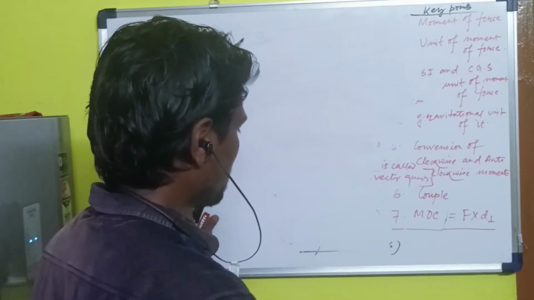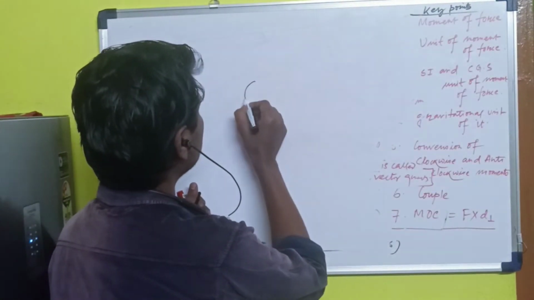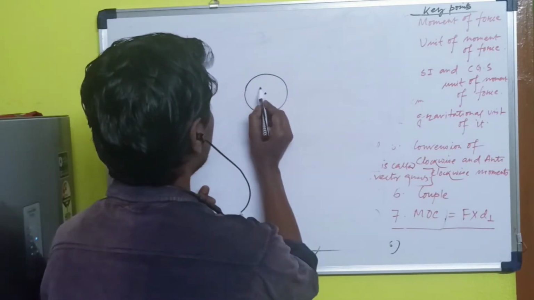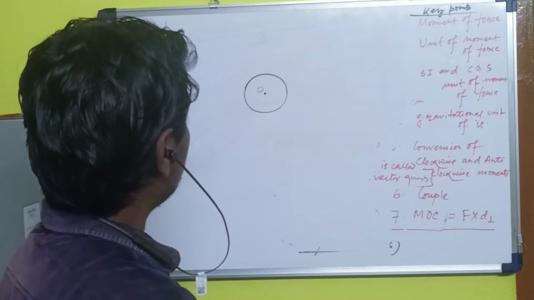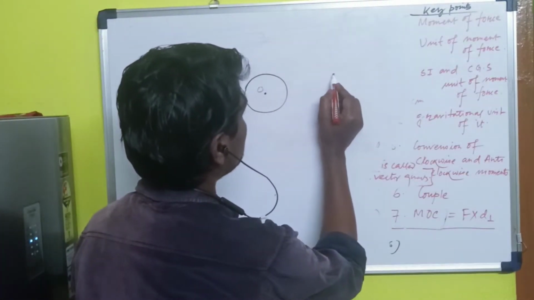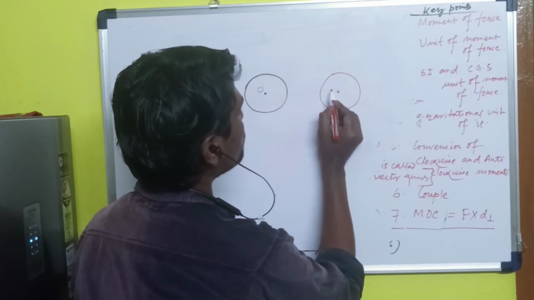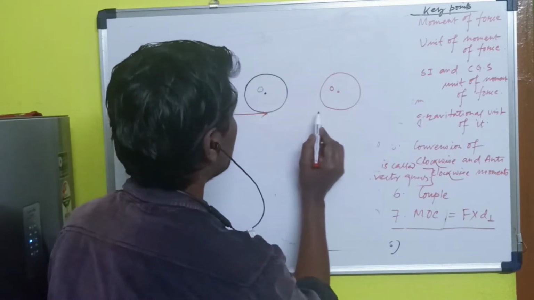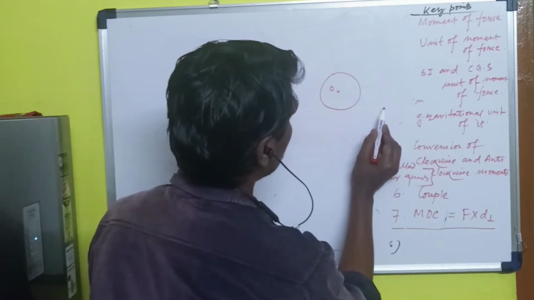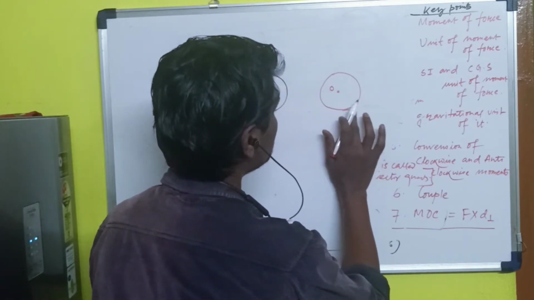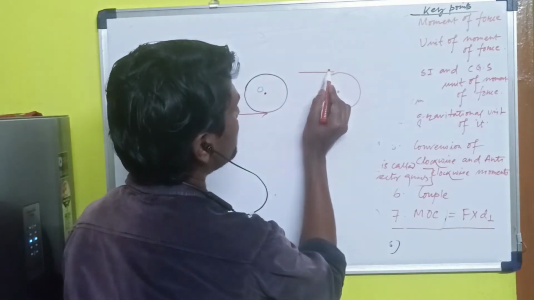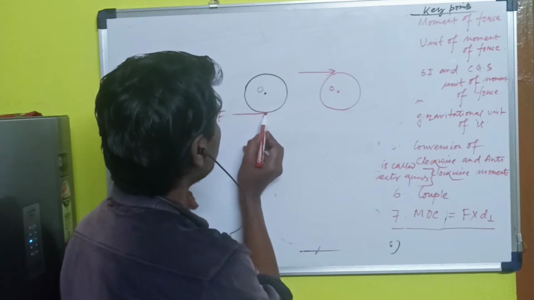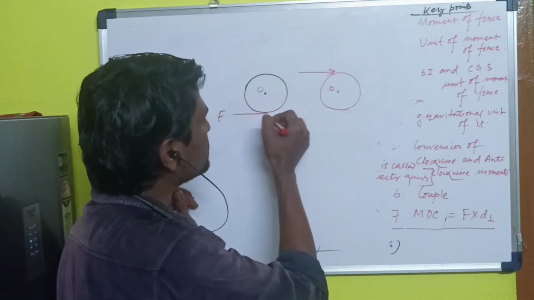Suppose this is a body pivoted at point O, clamped at O, and this is another body, also clamped at O. If a force F is applied along this tangential direction, or you can apply it along the other tangential direction, then it rotates along this direction.